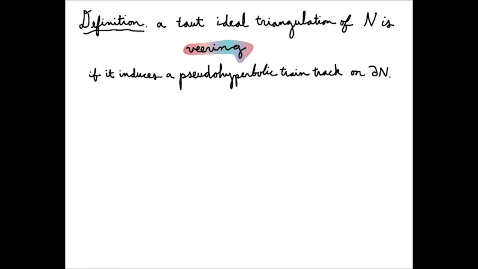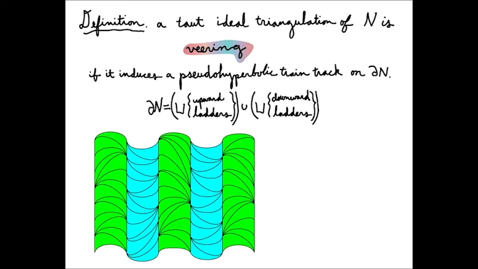And here's a definition of a veering triangulation. A taut ideal triangulation of some manifold N is veering if it induces a pseudo-hyperbolic train track on the boundary of N. So what do I mean by that? I mean that it splits the boundary of N into a union of annuli that I'll call upward ladders and downward ladders. And these are just annuli that are triangulated by exclusively upward flat triangles or downward flat triangles. And all the upward ladders should be disjoint, and all the downward ladders should be disjoint. They meet along their boundaries. And each ladder should only be 1 edge across.